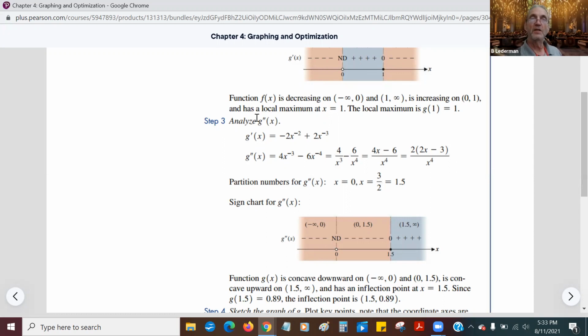Now let's look at g double prime. So this is g prime. When we split it up, again, taking derivatives, again, it's a choice.